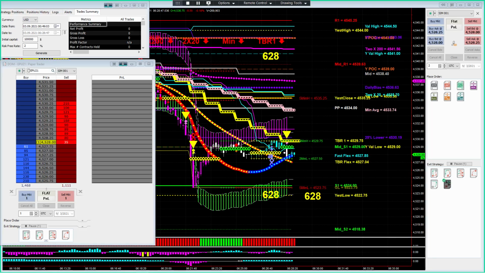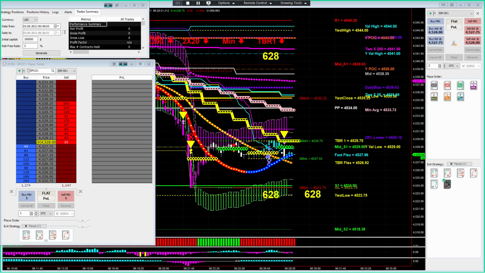thing over to a different area so it's not on top of my trading screen.